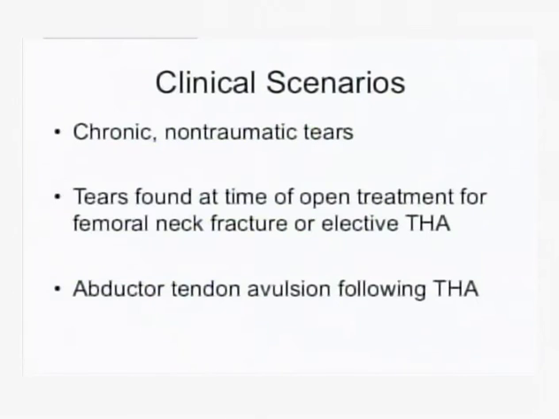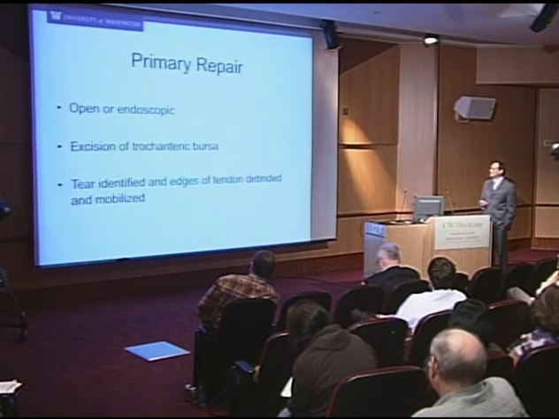It's been described in 3 different clinical scenarios: chronic non-traumatic tears, tears that are found at the time of open treatment for femoral neck fracture or elective total hip, and then the tears that occur because of a specific approach for total hip arthroplasty.